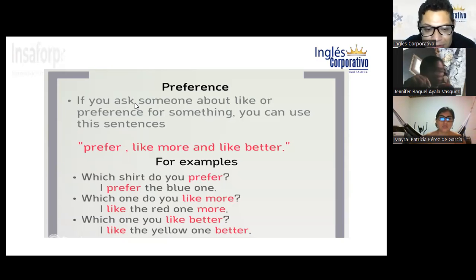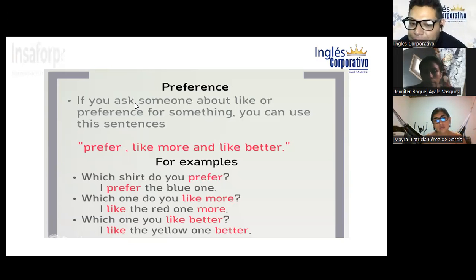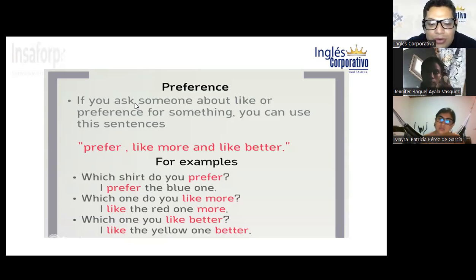Y ahí vemos los ejemplos, right? Which one do you like more? Y como digo yo, ¿cuál camisa te gusta? Which shirt do you prefer? Or which shirt do you like? Y entonces ahí vemos la respuesta. Y si vemos dos artículos y yo digo, ¿cuál me gusta más? Como digo, which one do you like more? The blue one or the red one? So I like this one more. Which one do you like better? ¿Cuál te gusta mejor? I like the yellow one better. Entonces vemos ahí cómo podemos hacer preferences using these structures.